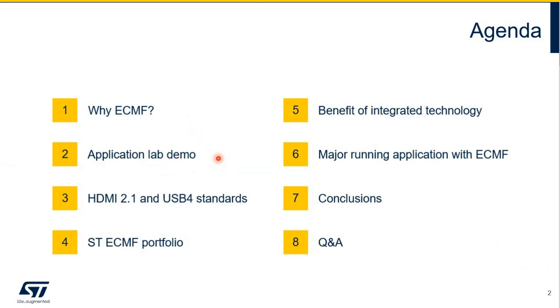In the second part, my colleague Kevin from our application lab will show the benefit of common mode filters through measurement results performed in our lab. He will explain two demos on antenna desense filtering, and one demo on data transmission transparency. As our latest ECMF features very high 10 GHz bandwidth, to comply with the latest high-speed standards like HDMI 2.1 and USB4, we will review these standards.